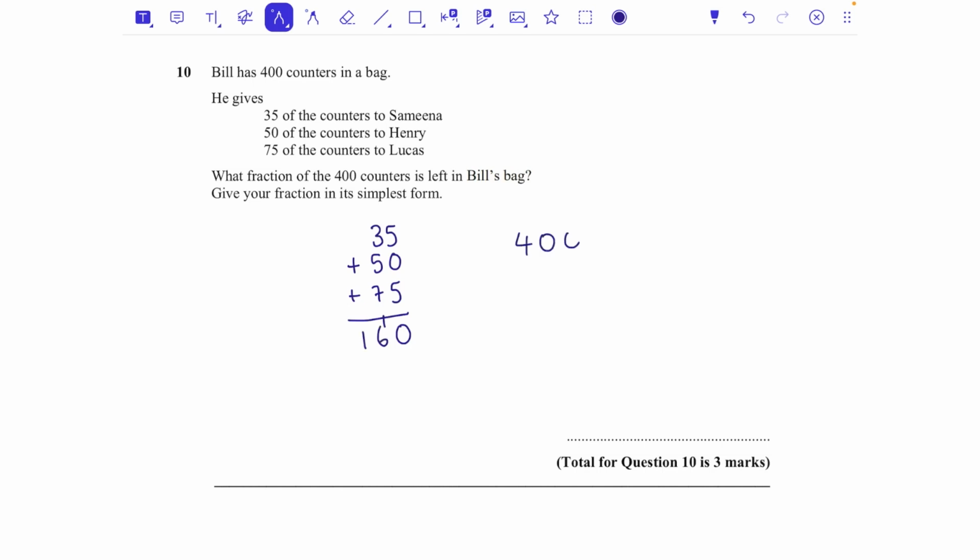He started with 400, so how many does he have left? Let's take that away. 0 take 0 is 0. 0 take away 6.